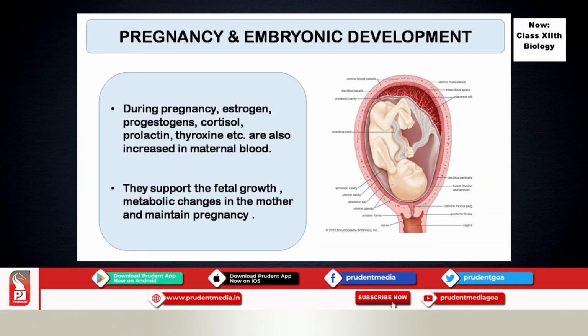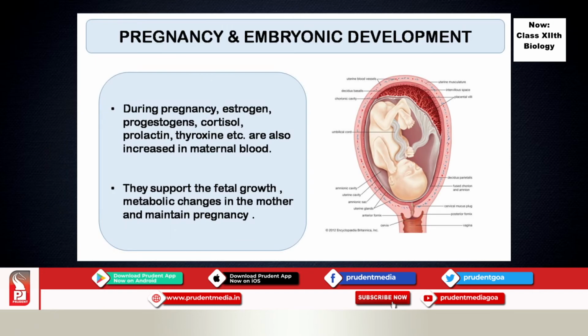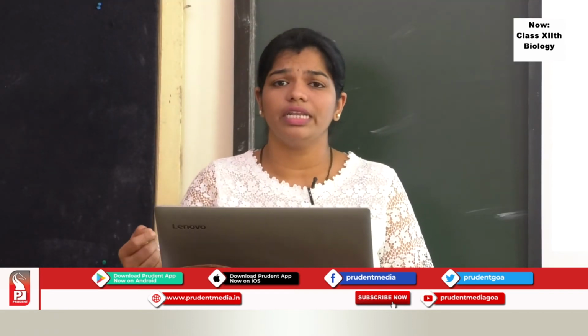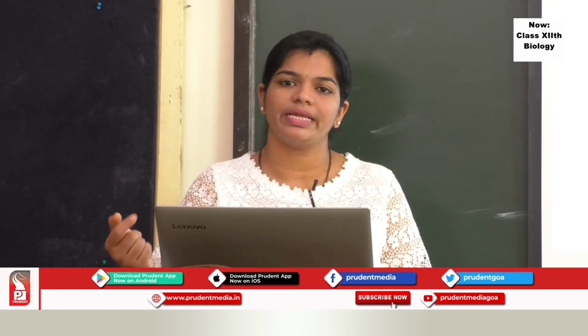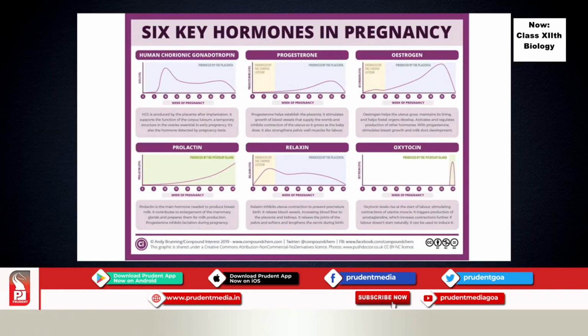During pregnancy, certain hormones play a role, for example estrogen, progesterone, cortisols, prolactin and thyroxine, which are seen increasing in the maternal blood. They support fetal growth, metabolic changes in the mother and maintain pregnancy. If we recollect, even early pregnancy is detected by means of hormones present in the maternal body. So these are the key hormones seen playing a role during pregnancy.